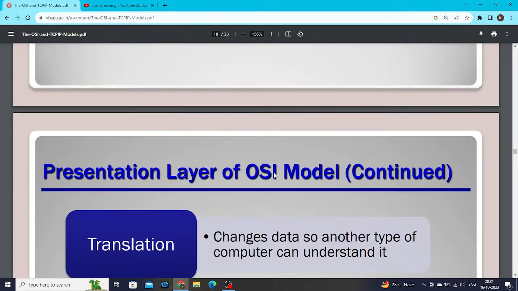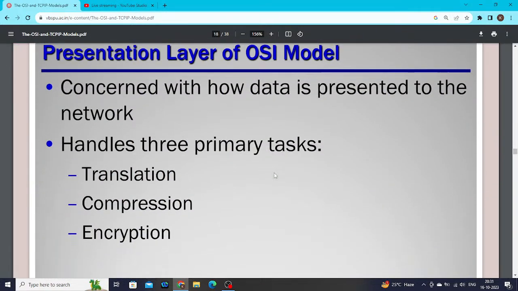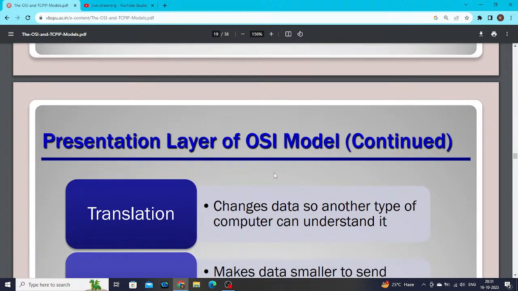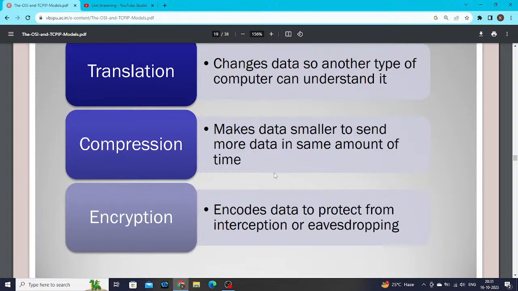Presentation layer. It is concerned with how data is presented to the network. Its primary tasks are translation, compression, and encryption. Translation means changing data so another type of computer can understand it. Compression means making data smaller to send more data in the same amount of time. Encryption means encoding data to protect it from interception.